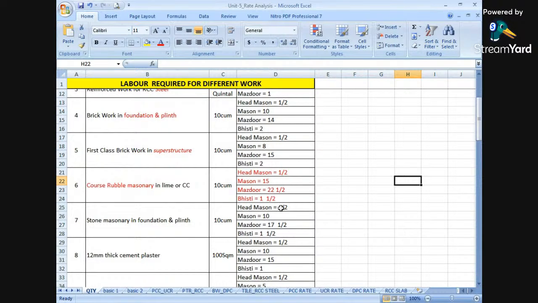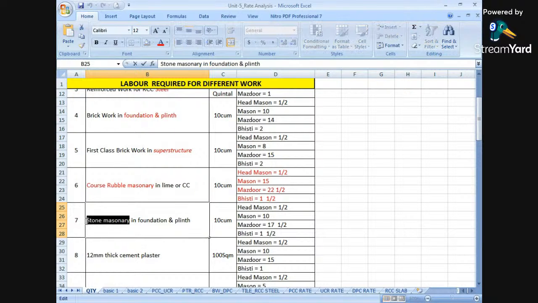So how many head masons are required? 1 by 2. How many masons are required? That is 10. How many mazdoors are required? That is 17 and a half. How many bisti have been required for carrying out this 10 cubic meters of stone masonry? It is 1 and a half. Okay. So these things are very important, related with the labors or manpower required for executing a particular type of work. So this is the case of stone masonry.